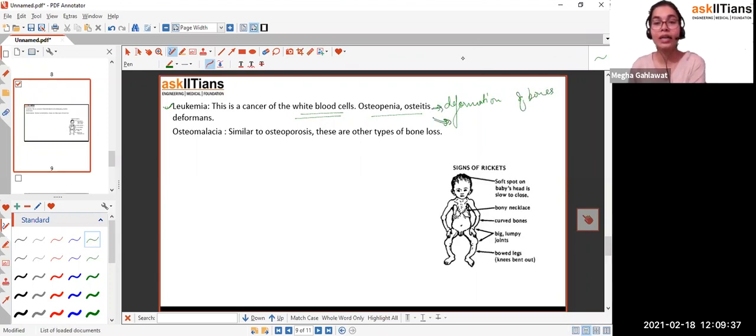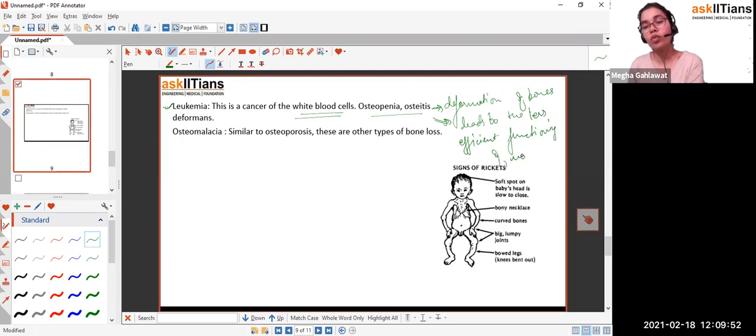Apart from that, it also leads to less efficient functioning of the bone marrow, which is present inside the bones. Everybody knows about the bone marrow, how it is responsible for making all the different kinds of cells which are found in the blood. And next is osteomalacia.